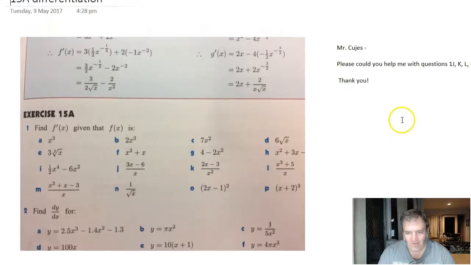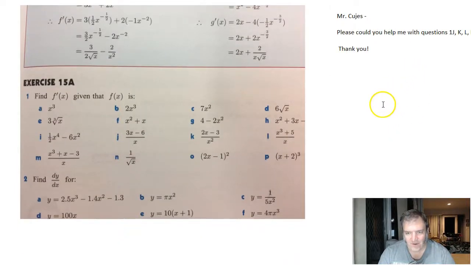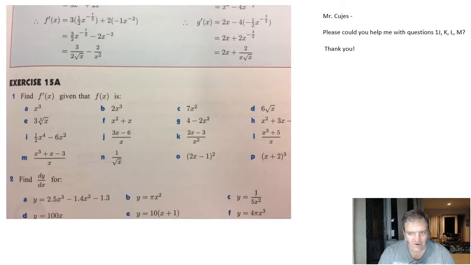All right, so I've had a request come through. We're after questions J, K, L, and M from exercise 15A. And they've all got pretty much the same trick in them. And once you see it, you'll understand what you need to do. But let's just go through them anyway. So let's have a look at J.